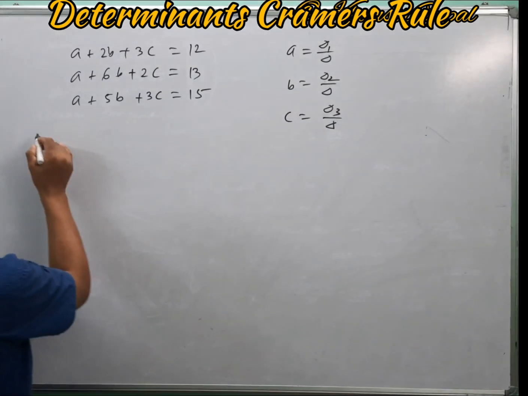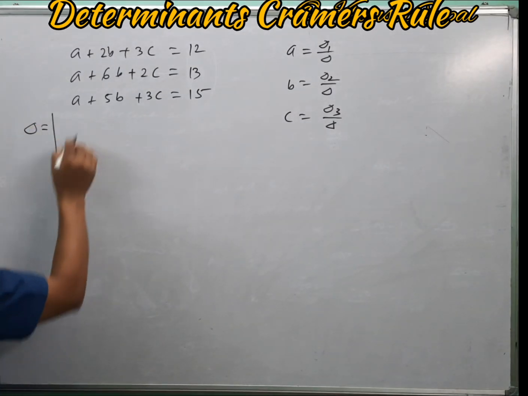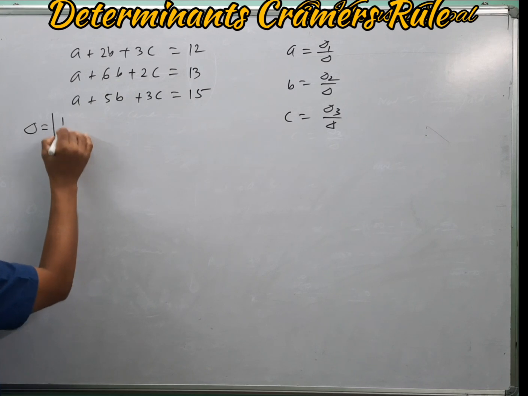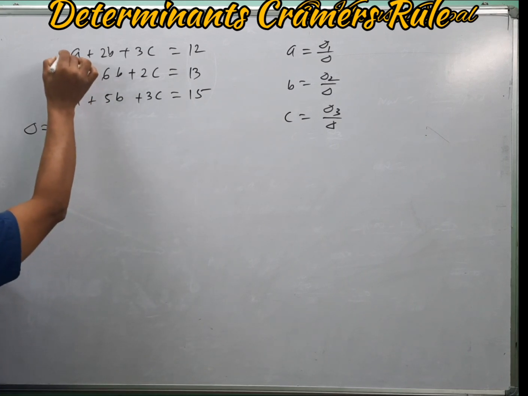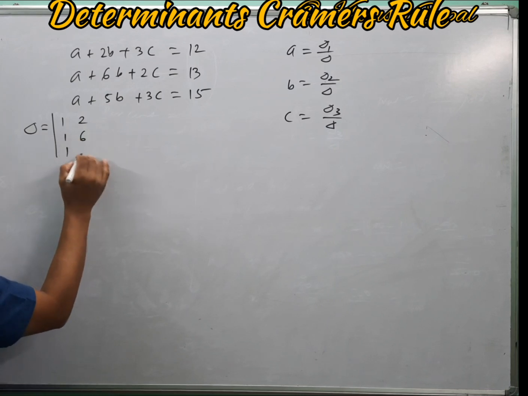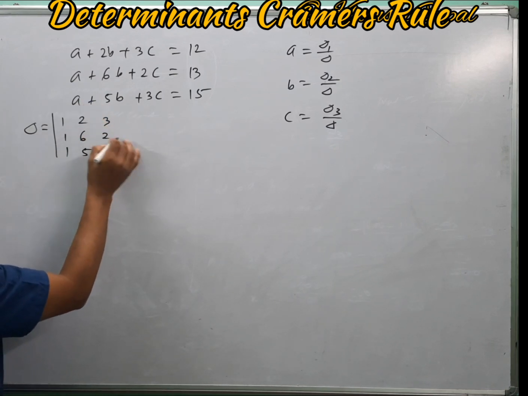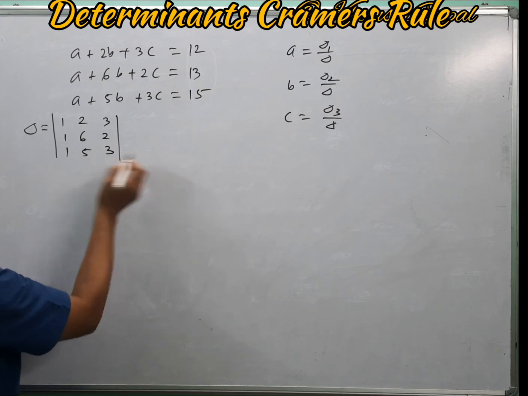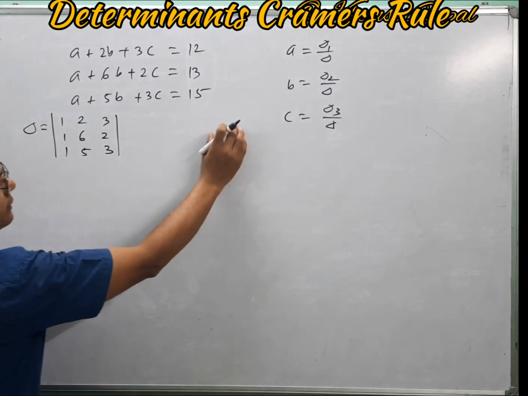Now let's see here. What is delta? Delta is actually the coefficients of A, B, C here. 1, 1, 1, the coefficient of A, nothing means 1, 1, 1. Here it is already showing 2, 6, 5, here 3, 2, 3. Okay? And we shall calculate, we will get delta.